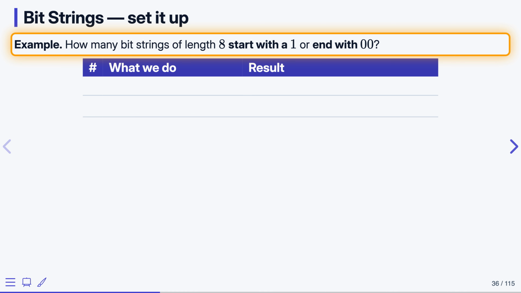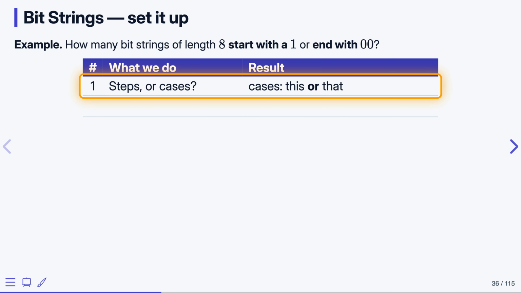Let's count some bit strings. Each string is 8 bits long. We want the strings that start with a 1 or end with 0, 0. Step 1, split into cases. The word "or" points at cases, so we will be adding.